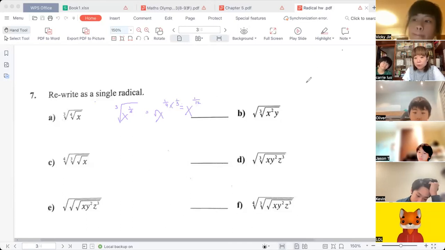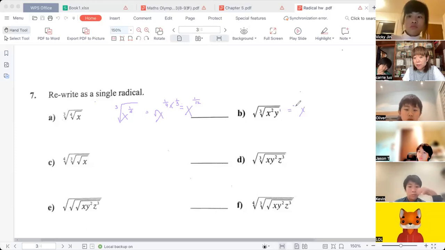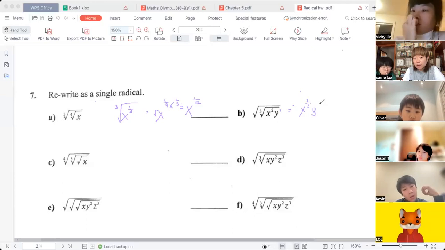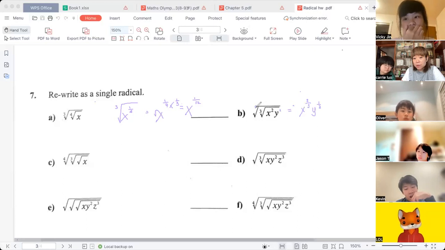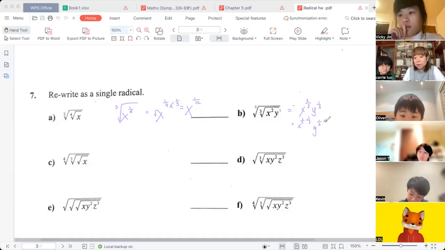Get it? Okay, so this was just one number. Next, this one we have 2. Don't forget the y, what is it? This y is 1, right? This is simple, it becomes x to the 2 over 3 and y to the 1 over 3. Here there's no number, so it's actually a cube root. So it equals x to the 2 over 3 times 1 over 2, and y to the 1 over 2 times 1, which makes it 1 over 2.